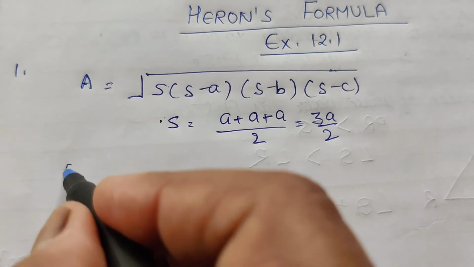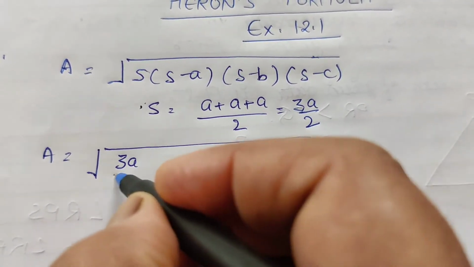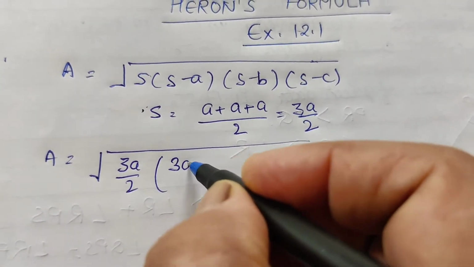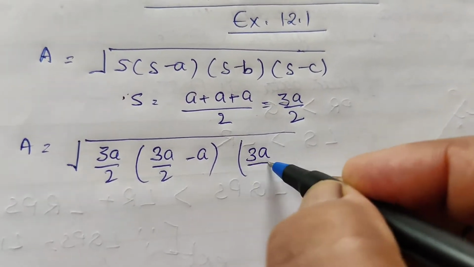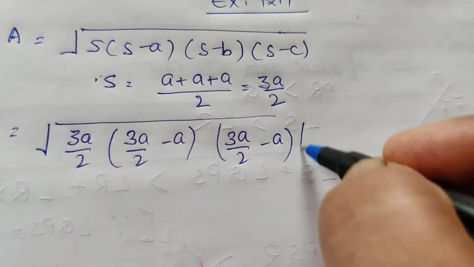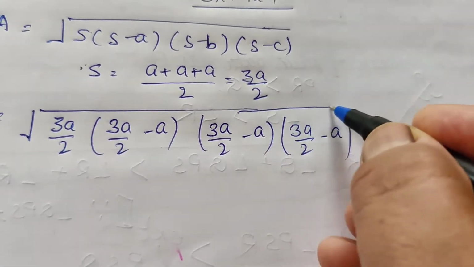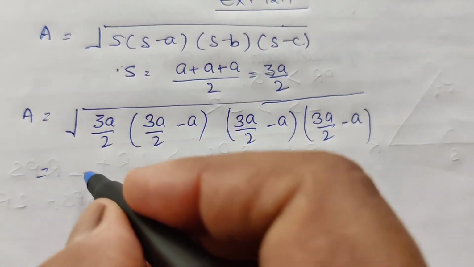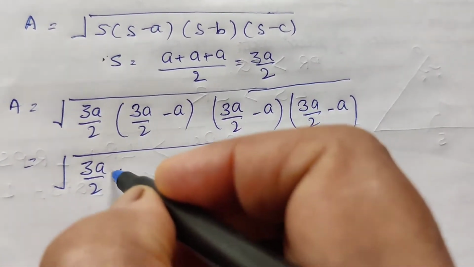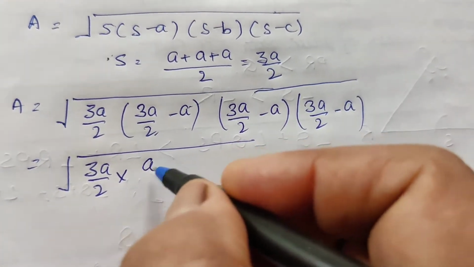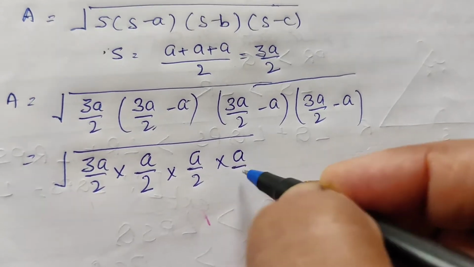Okay. Now using the formula, area of triangle equals square root of 3A by 2 into (S minus A), (S minus B), here B is also A, and (S minus C), C means A. All the three sides are equal. Now solve. 3A by 2 into 2A subtracting this, we get A by 2, A by 2, A by 2.